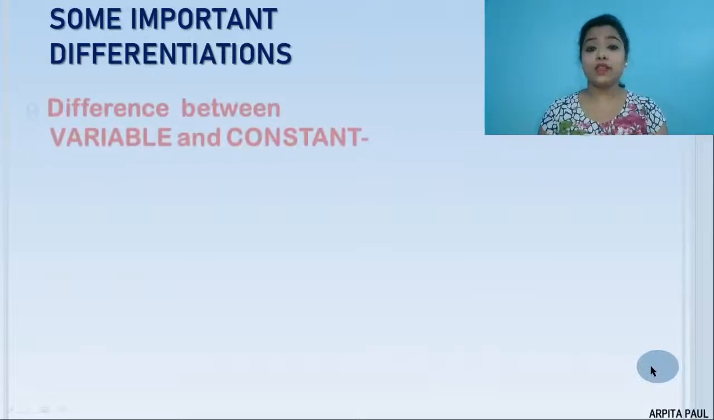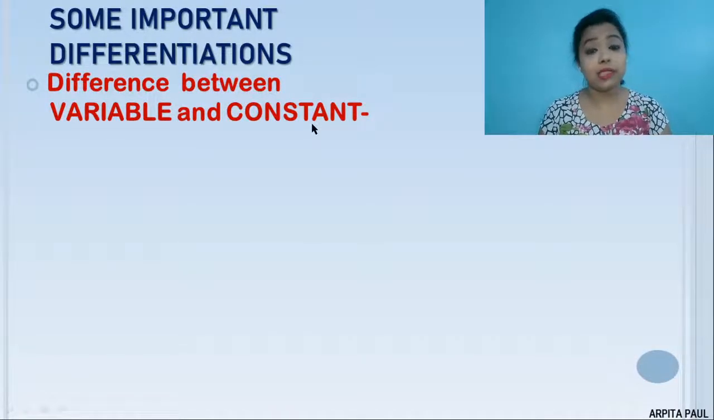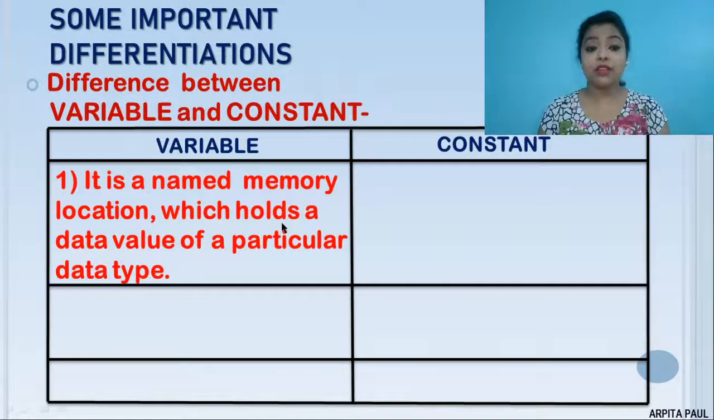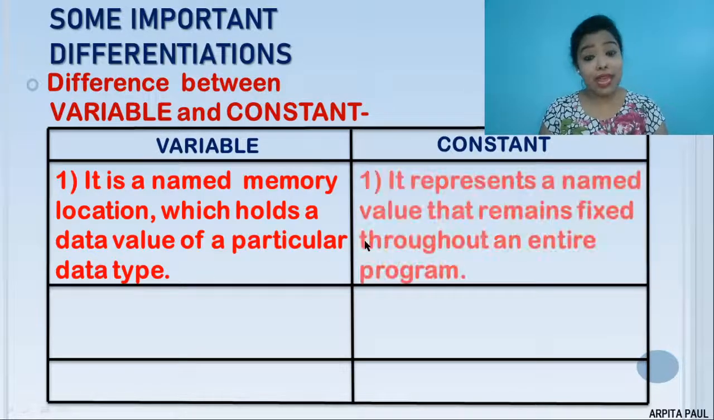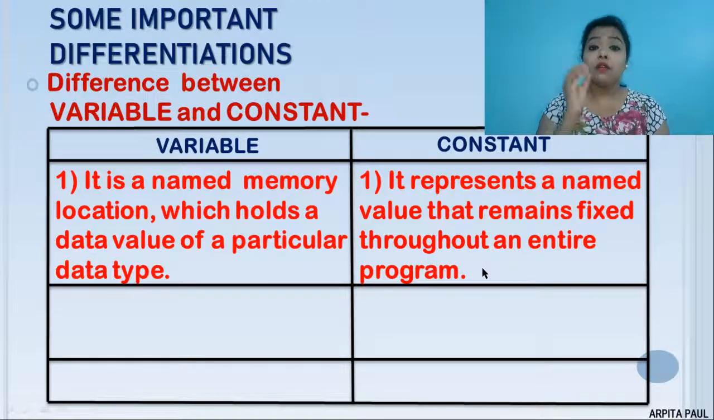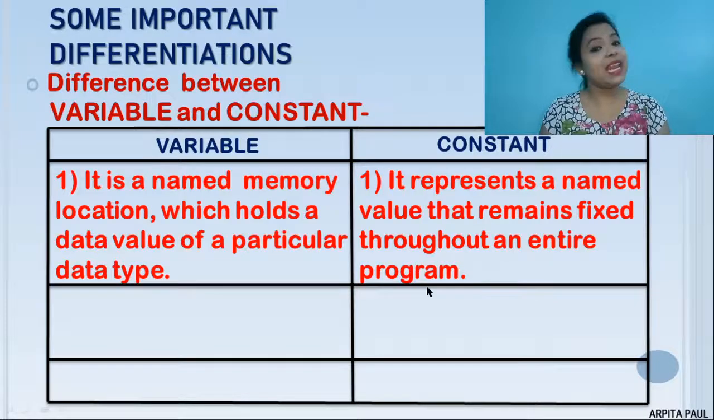Now moving on to the next one, that is the difference between variable and constant. What is a variable? A variable is a named memory location which holds a data value of a particular data type. Basically variables are named memory locations where we store values. Whereas a constant represents a named value that remains fixed throughout an entire program. Variable values are changeable, but a constant's value is fixed for the whole program.